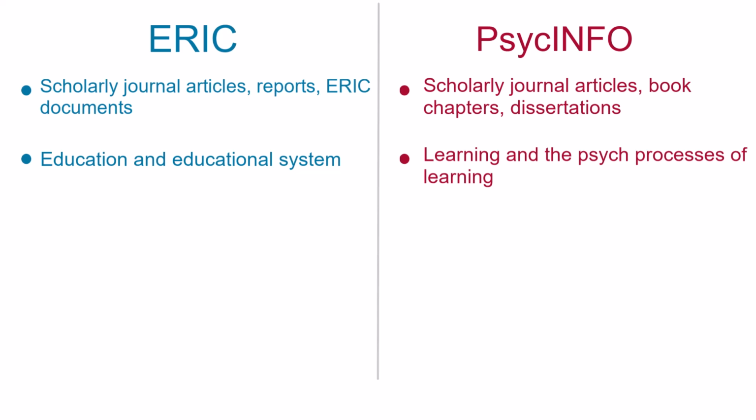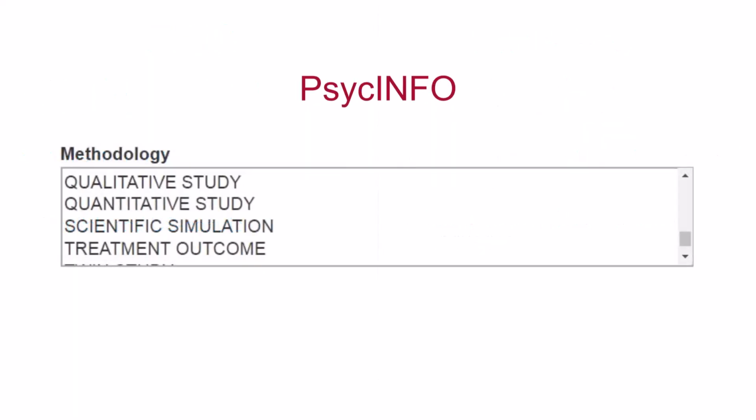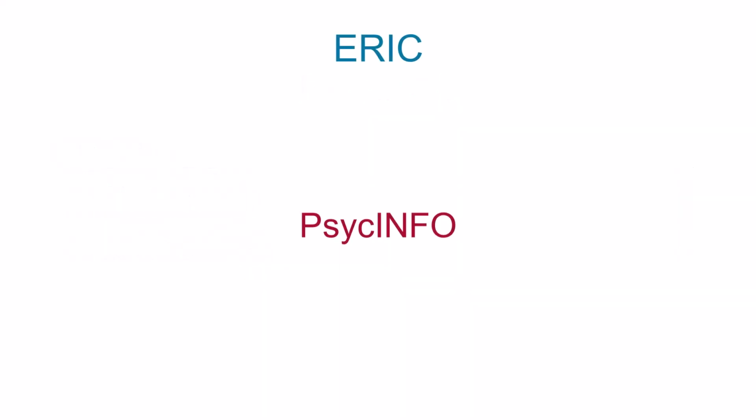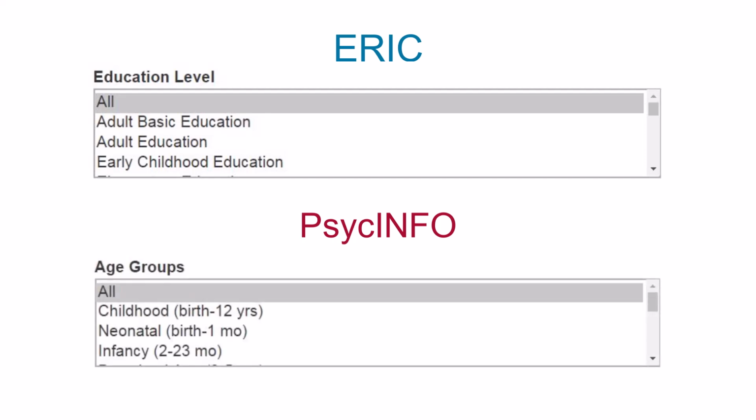Because ERIC is sponsored by the U.S. Department of Education, it contains mostly English and U.S.-centric articles, while PsycINFO includes more international articles and articles in other languages. PsycINFO will also allow you to limit your results by research methodology, like quantitative and qualitative, but ERIC does not. ERIC and PsycINFO also have different filters. On ERIC, you can filter by education level, while on PsycINFO, you can limit by age group, which is categorized according to the developmental age.